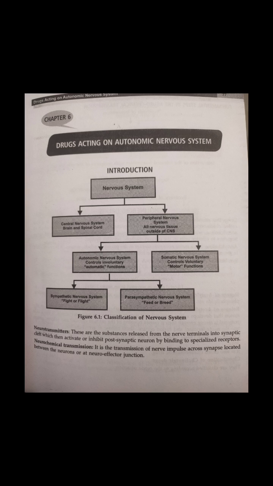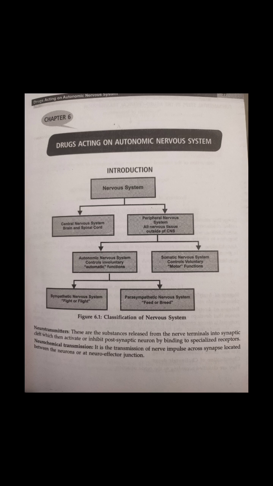The next we have is cholinergic drugs. Drugs that stimulate the parasympathetic nervous system are called cholinergics. They are also called cholinergic agonists or parasympathomimetics. These drugs mimic the effect of acetylcholine. As we know, acetylcholine is a neurotransmitter which is responsible for the transmission of nerve impulse to the effector cells in the parasympathetic nervous system.